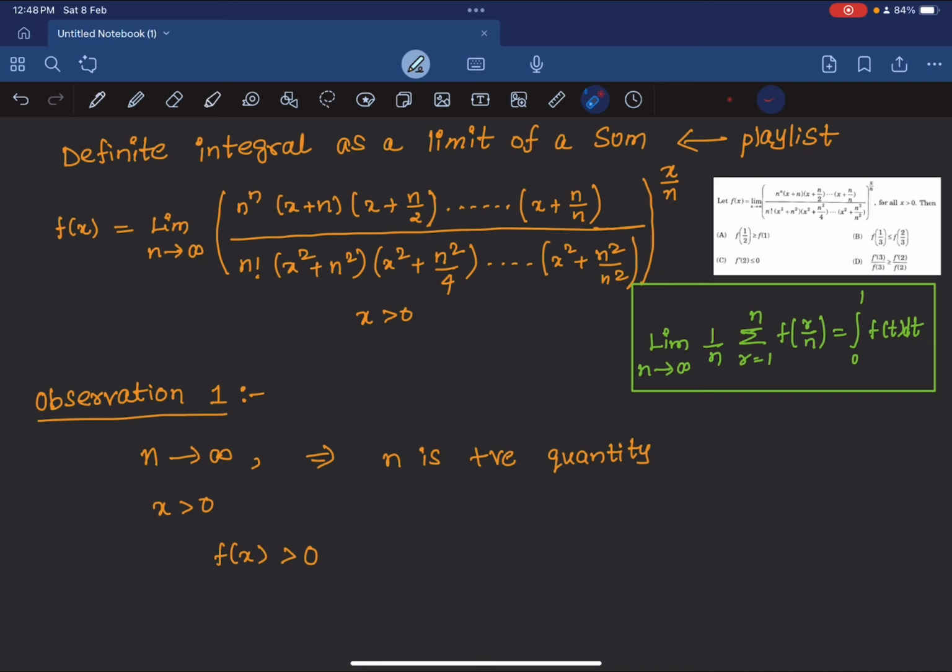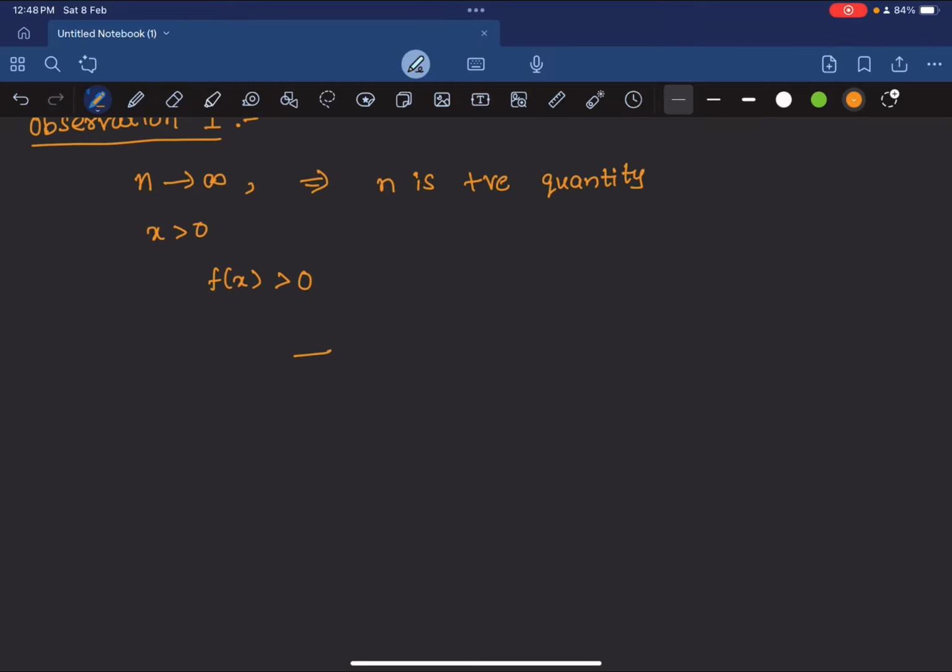Now, let us break it down a bit more. So now you have this particular form of the limit where you have the sum of terms. There is a summation over here. But here, all the terms are multiplied together. So here you have a product and here you have a summation. So how do you convert a product into a summation? The trick is to apply logarithm on both sides.